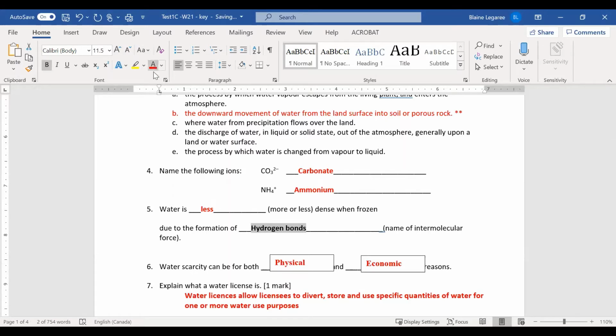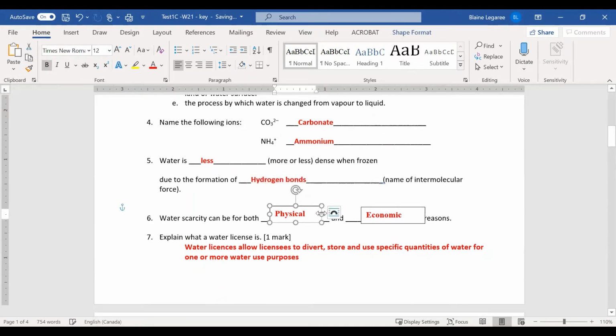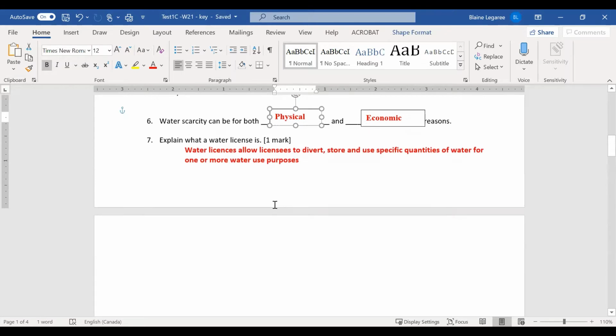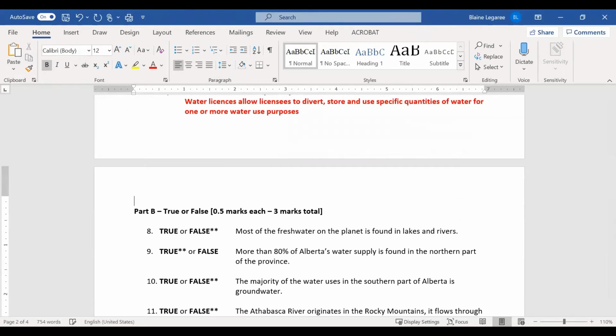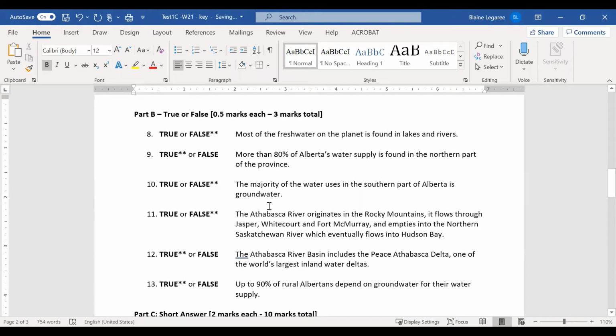And there we go. Water scarcity can be both due to physical and economic reasons, so that was right out of the lecture notes. And water licenses, you need to say something about that they're given to control the amount and uses of water for various purposes for 1 mark. So true or false? So false, true, false, false, true, true.